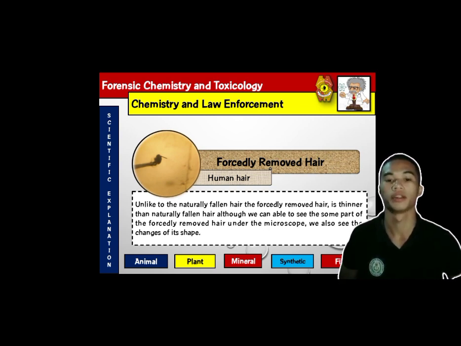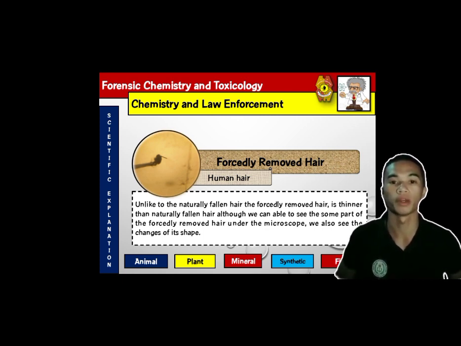forcibly removed hair. Unlike the naturally fallen hair, the forcibly removed hair is thinner than naturally fallen hair, although we are able to see some part of the forcibly removed hair under the microscope. We also see changes in its shape.